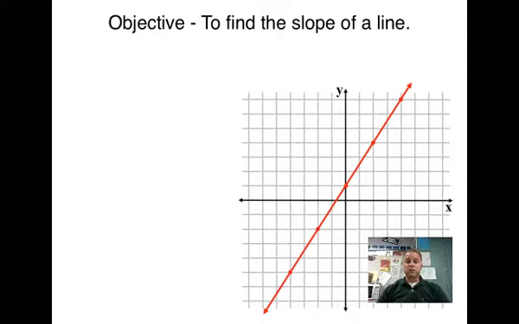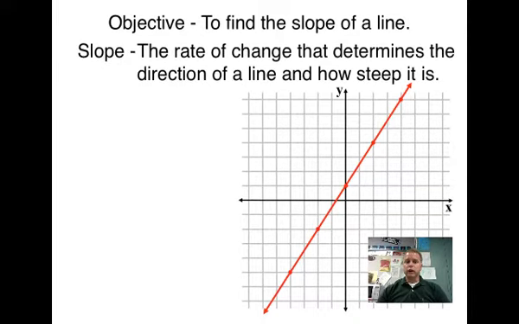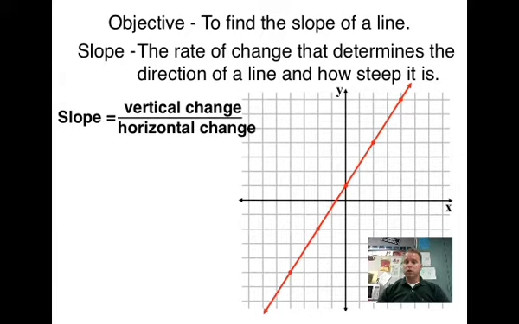8-3 Slope of a line, Part 1. The objective today is to find the slope of a line. Slope is the rate of change that determines the direction of a line and how steep it is. Slope is equal to vertical change over horizontal change.